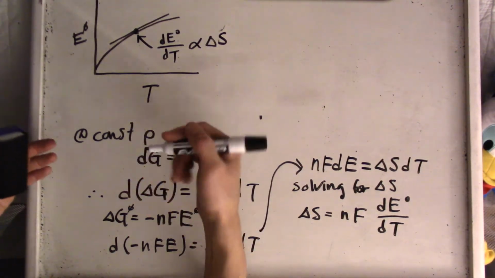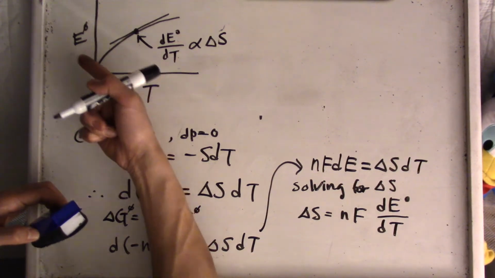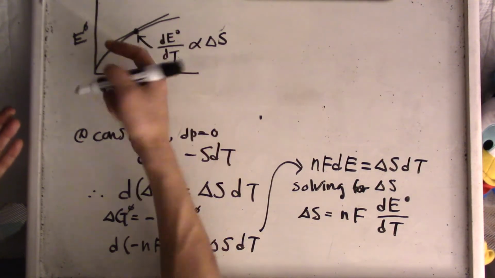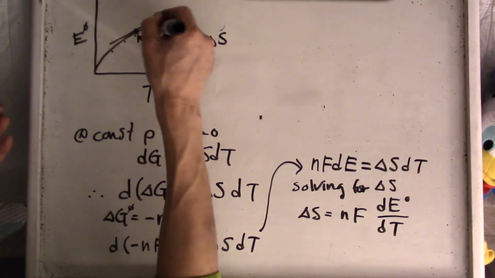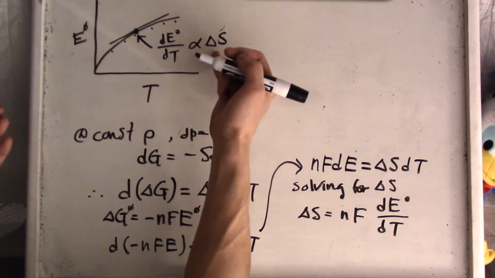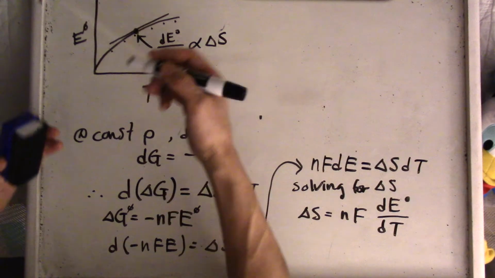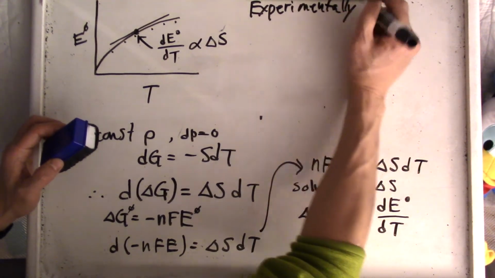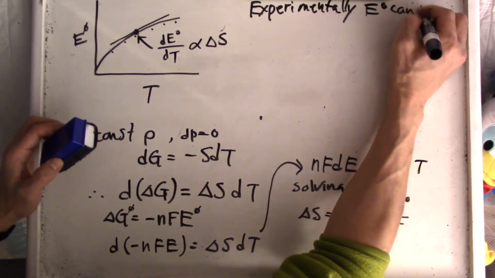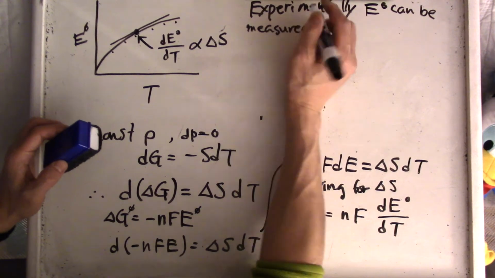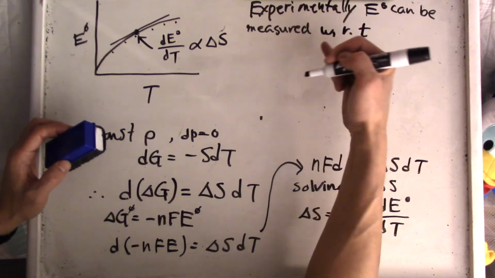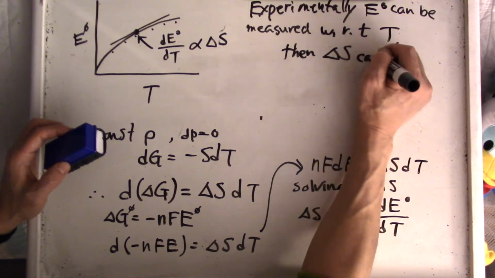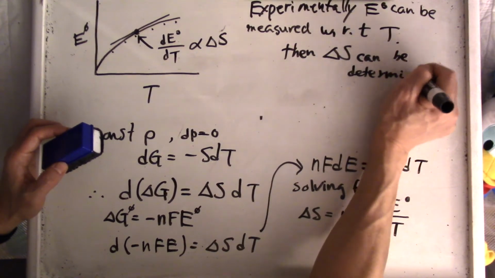So here's the cool part. If you measure the E and change temperature, the voltage responds to the temperature accordingly. If you measure the voltage in response to temperature, it relates to the entropy. So in fact, you can calculate the entropy of that particular reaction. Experimentally, E0 can be measured with respect to temperature, then delta S can be determined for that reaction.